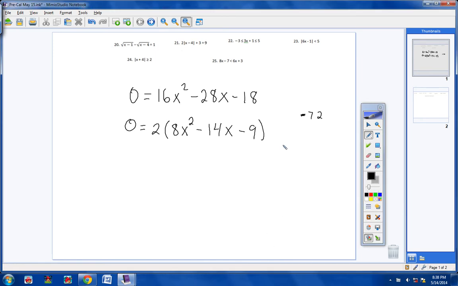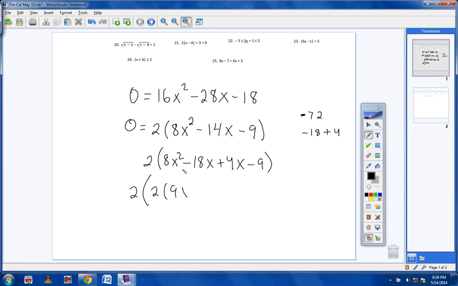Okay, I paused the video to do a little research there, and it is possible, after a little bit of division and multiplication. If you multiply these two numbers, you'll get a negative 72. If you combine them, you'll get a negative 14. So with that in mind, I'm going to write 8x squared minus 18x plus 4x minus 9, and I'm going to pull out what's common here in my first two terms. That would be a 2, and I'd be left with 9. Actually, something bigger maybe. Let's see. No, that's right.